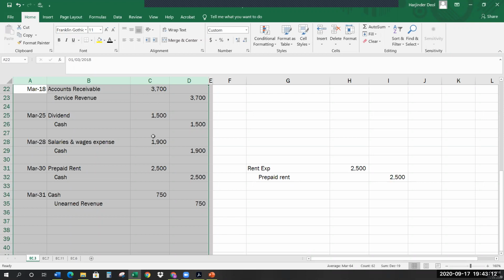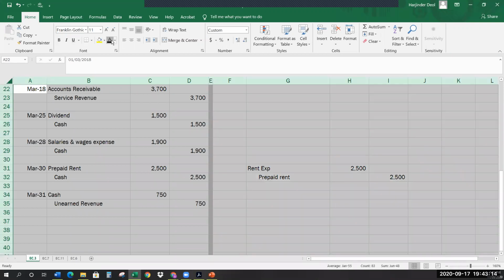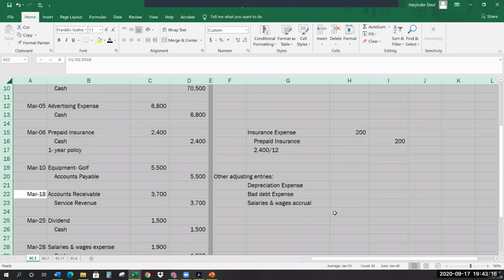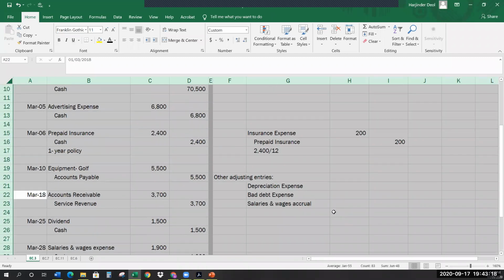revenue account. But just to give you an example, the other types of adjusting entries that you could end up seeing during the year, at the end of the year, would be depreciation expenses, bad debt, and any accrual for salaries and wages.